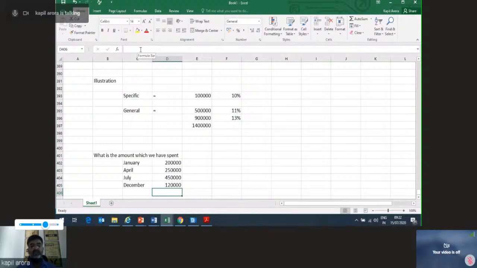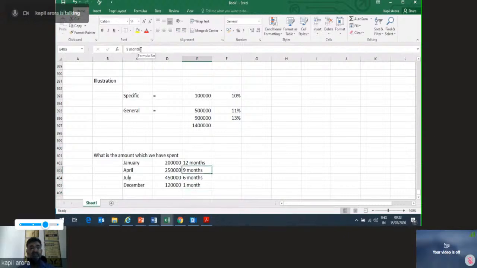Now the thing is, when I have spent something in December, do I need to charge the interest for the full year? The answer is no. I will charge interest on this only for 1 month. If I spend an amount in July, I will charge interest on this only for 6 months. So I am going to consider the interest on the basis of the period being considered for this construction. This is for 12 months from January to December, this is for 9 months, this is for 6 months and this is for 1 month.